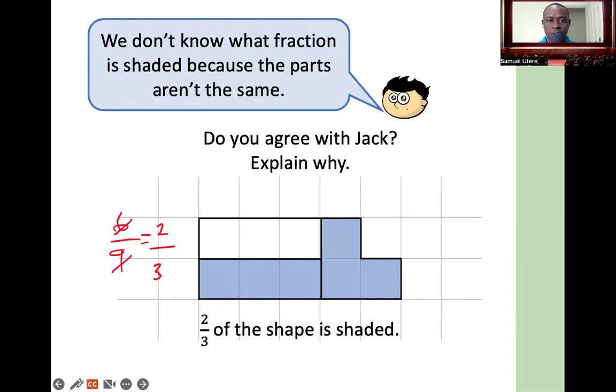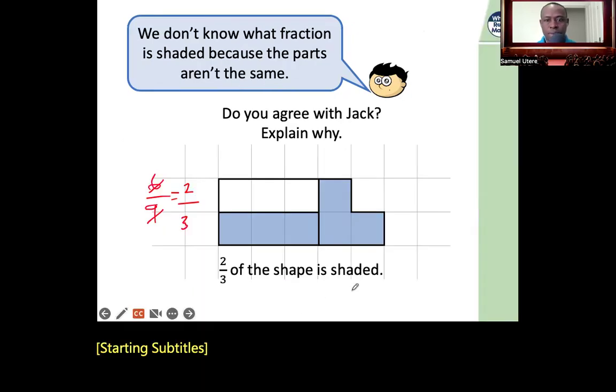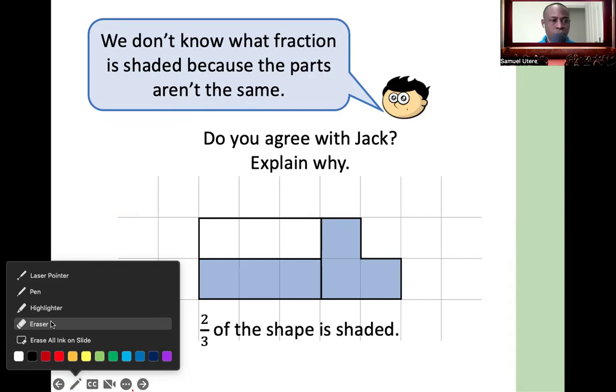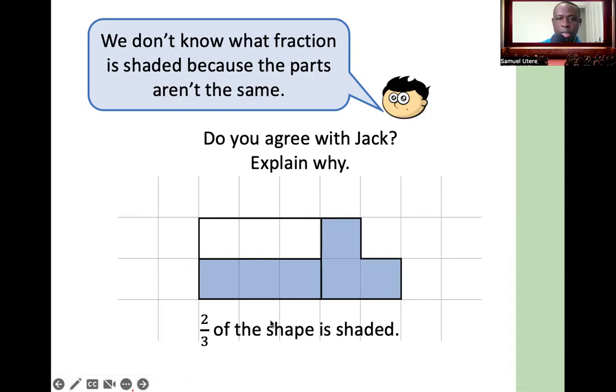All right. Let's move on. Let's erase this. All right. So that's 2/3 shaded.